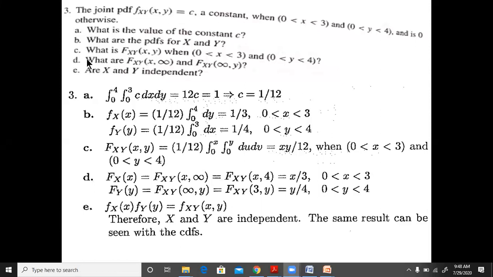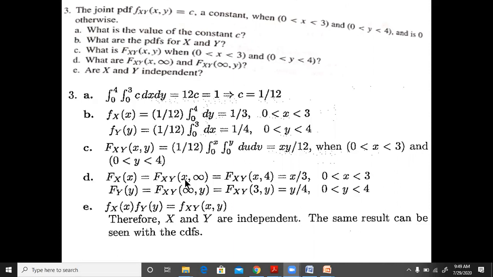Then the fourth one is F(x, infinity) and F(infinity, y). This is the joint cumulative distribution function with the y variable turning out to be infinity, and this is the joint cumulative distribution function with x being infinity. Corresponding to this here, this is nothing but F_X(x). When we take the limit of y equal to infinity, it becomes F_X(x), that is the cumulative distribution function of the single variable x, because y is turning out to be infinity.